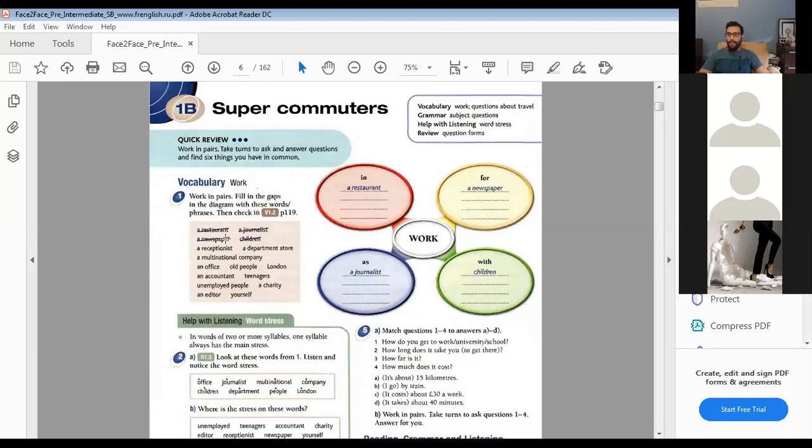So what about, for example, the word receptionist? What's the best way to use the job receptionist? In which box do you think it goes best? Receptionist. How do we use it? Do we say work in a receptionist, work for a receptionist, work with a receptionist, work as a receptionist? I think work as a receptionist. I think so. That's correct, and yes, that's the correct answer. Work as a receptionist is right.